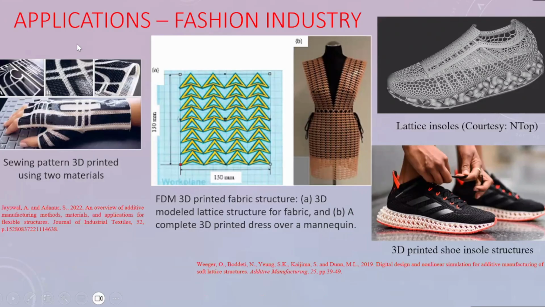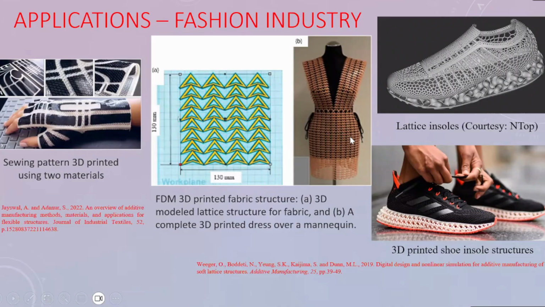Apart from that, these lattice structures are also used in the fashion industry. So we can see the shoes. Under the shoe, we can see that the insole or the shoe bottom is completely made with lattice structures. So this has more cushion effect as well as reduced weight, providing better comfort for the athletes or the people who wear this kind of thing. And for the fashion industry, with these kinds of knitted structures, we can have lattice structures.